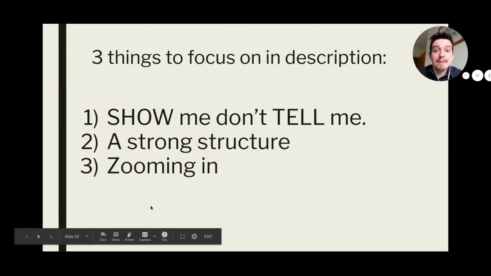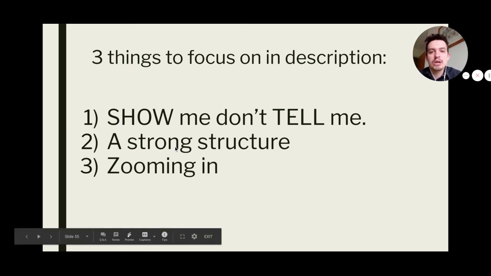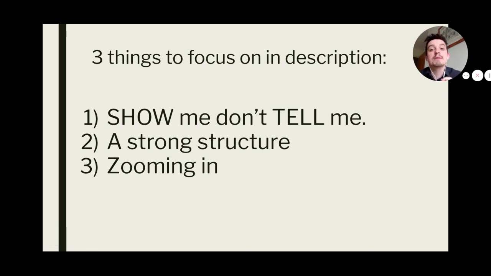Really important to recap on the ideas of description. Make sure that you are showing me, not telling me, that you follow our strong structure with 5 paragraphs and 2 single-line paragraphs, making 7 paragraphs in total, and that you zoom in effectively on key details. It's not about accuracy for description, it's about the creativity that comes with it.